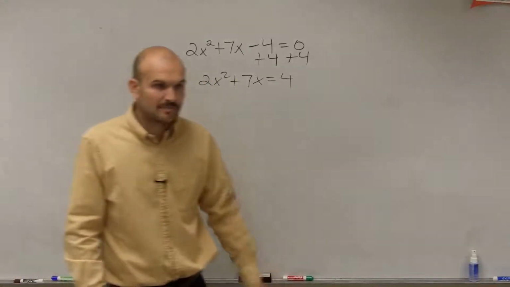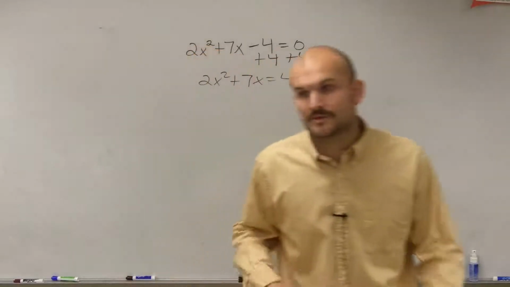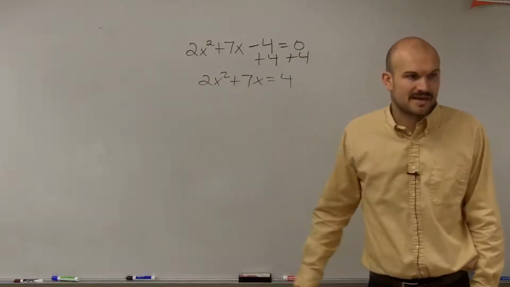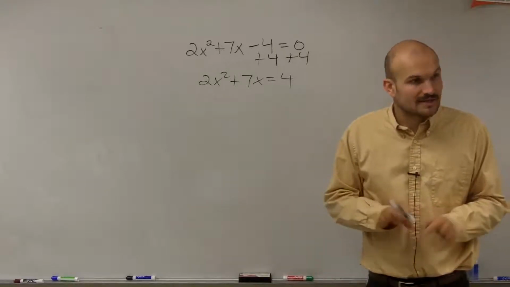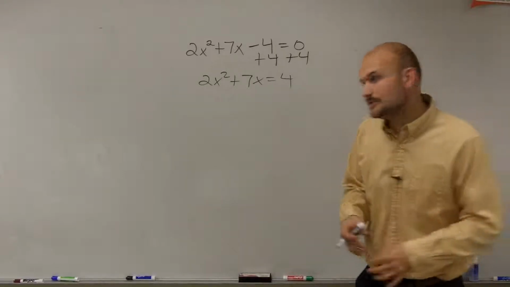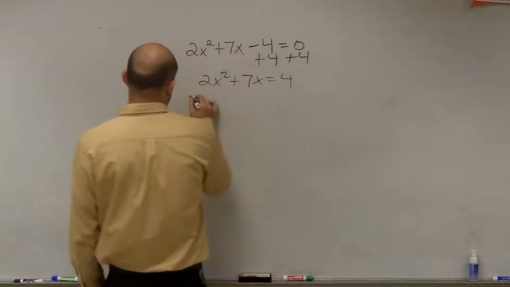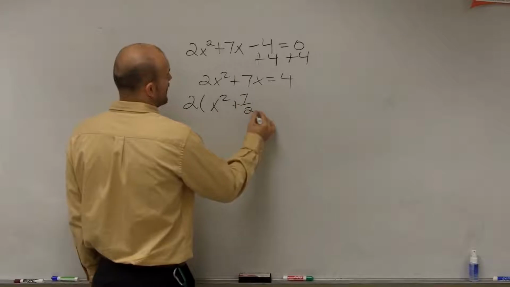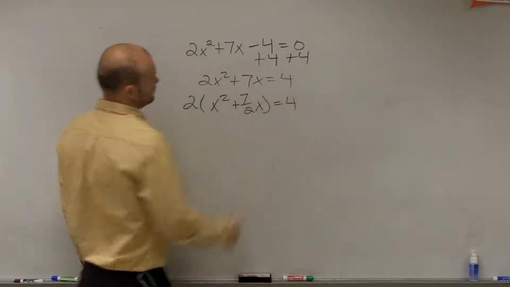Now, it gets to be a problem here because we have to factor everything on this left side out of 2. And 2 does not evenly factor into 7. So this is going to create a fraction. It's okay. We just need to get used to using fractions. So I'm going to factor out a 2. And therefore, I get x squared plus 7/2 x equals 4.